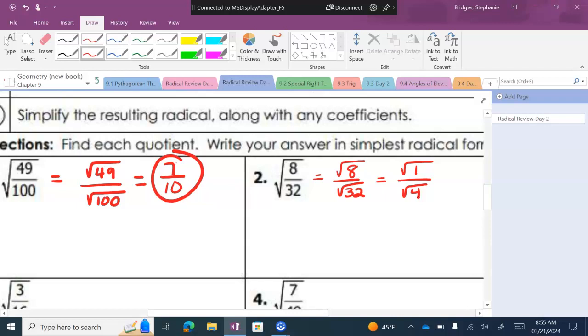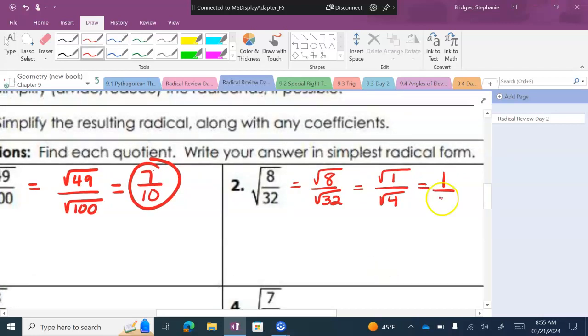Now, let's do what we did before. Is 1 a perfect square? Yes. What is the square root of 1? Okay. Is 4 a perfect square? What is the square root of 4? 2. And so my most simplified answer with no radicals now is going to be 1/2. So if you leave 1/4, you're wrong.